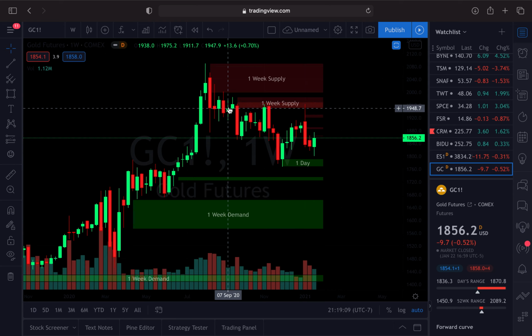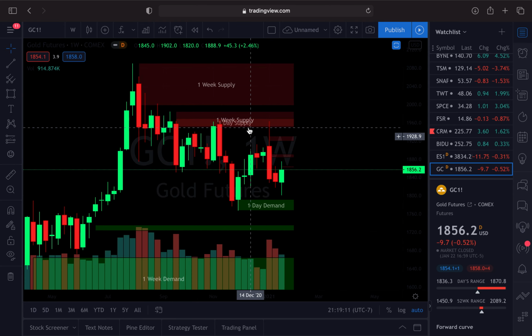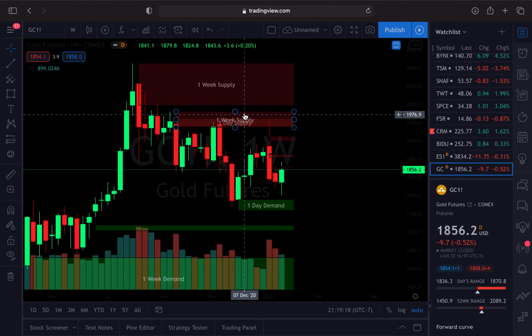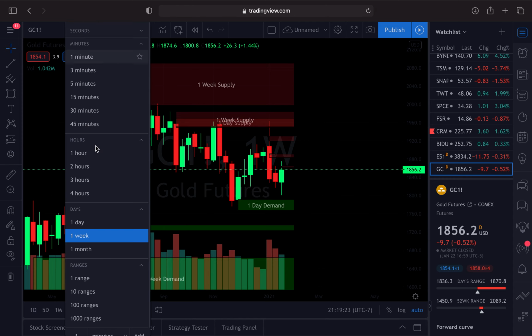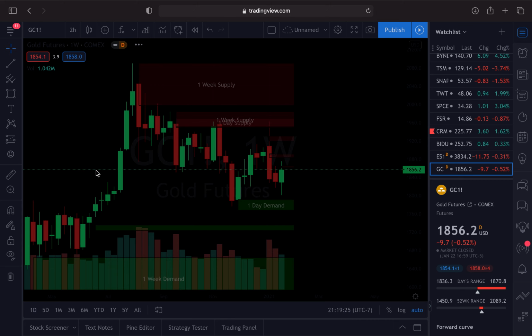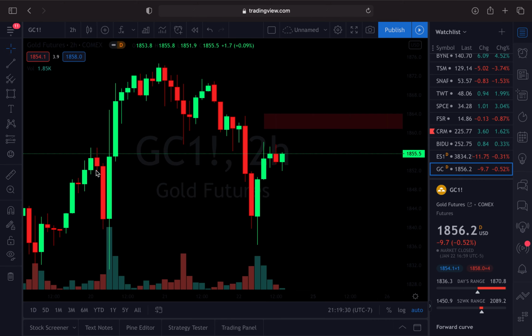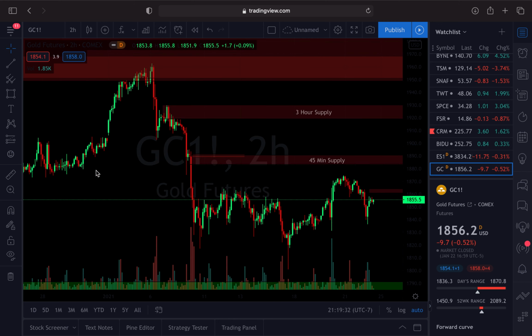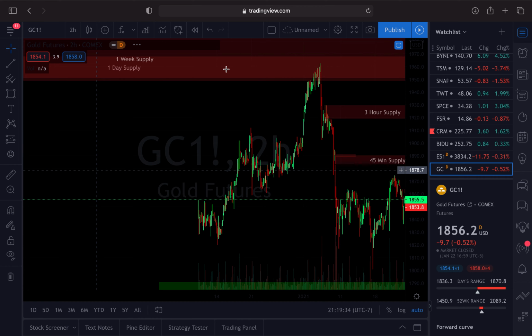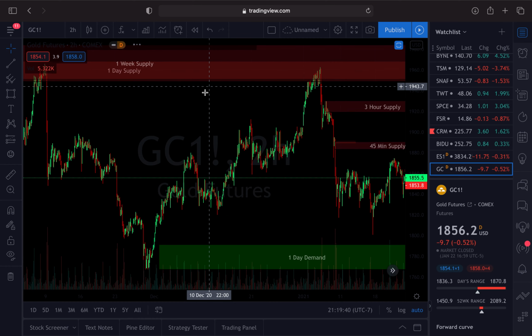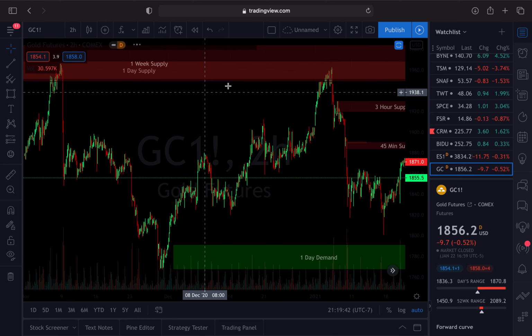Yes, no? Yeah, we can see it. All right, we have one no. So this is a weekly supply zone right here for gold. If we zoom in, let's just go to the 2 hour chart, to be honest. Look how it hit this zone. Look at gold's reaction to this zone.